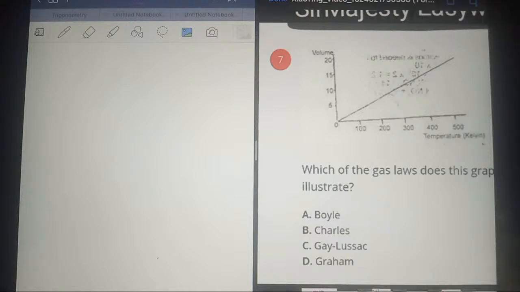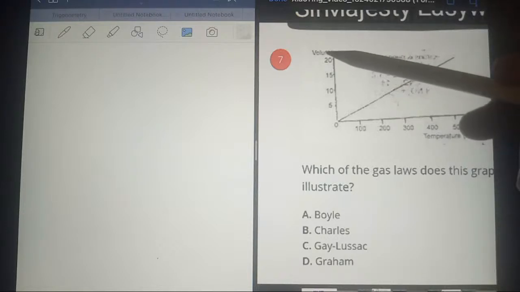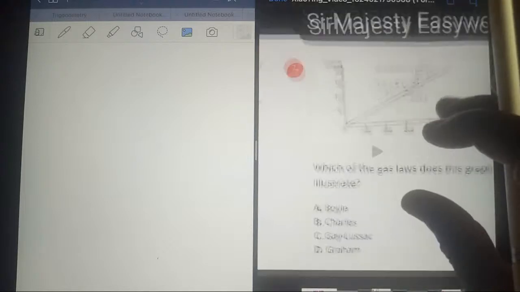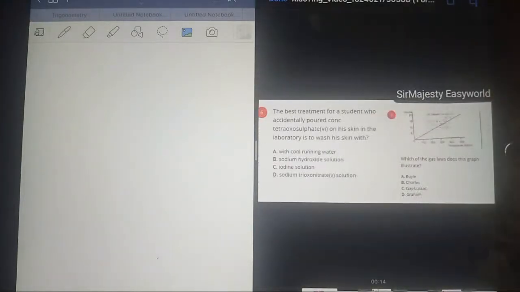And which law is pressure constant? Simple. That law is Charles' law. So pressure is constant in Charles' law. This becomes automatically Charles' law. When you see the two parameters plotted, volume and temperature, Charles' law. But when you see volume and pressure without seeing temperature, that becomes Boyle's law. So let's move to the next question.